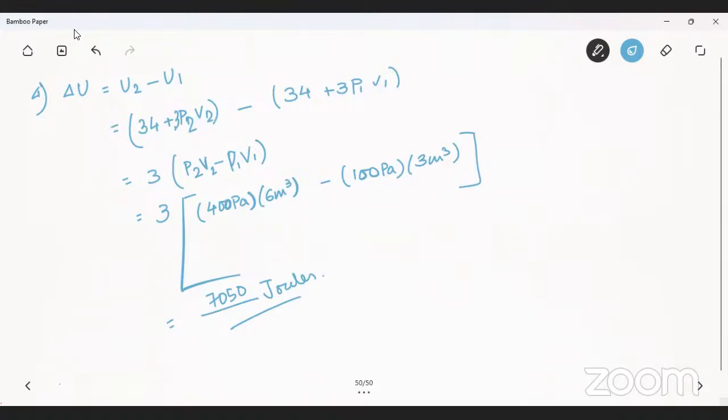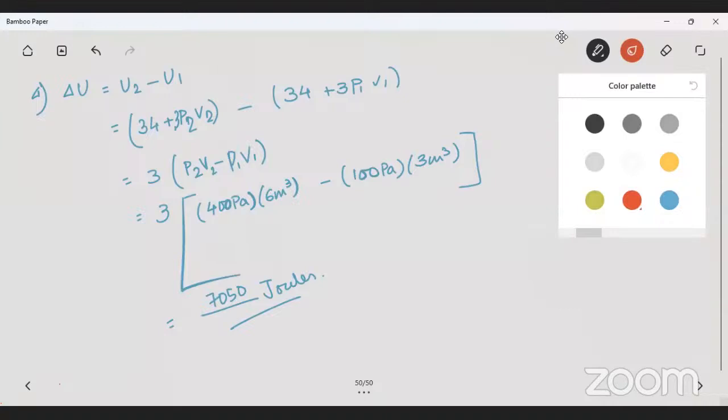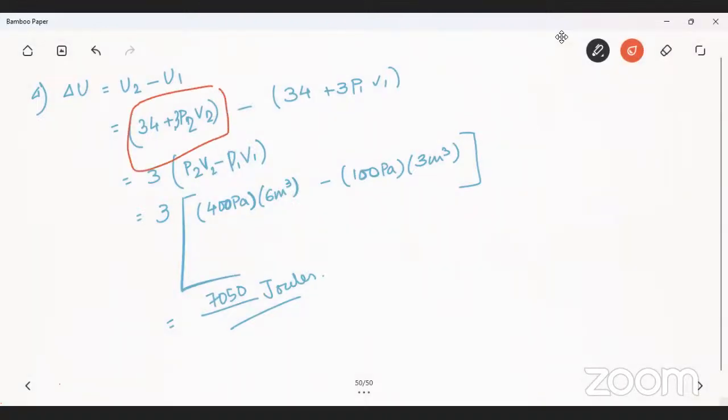Is this part clear to everyone? Speak out. This is the formula that was already given to you in your question. This is not something rocket science. This was given in your question.